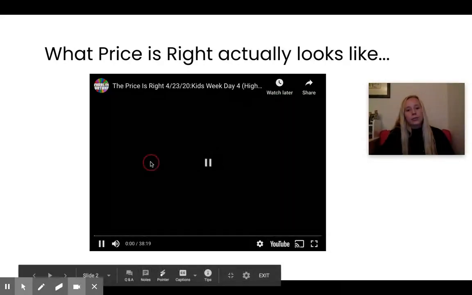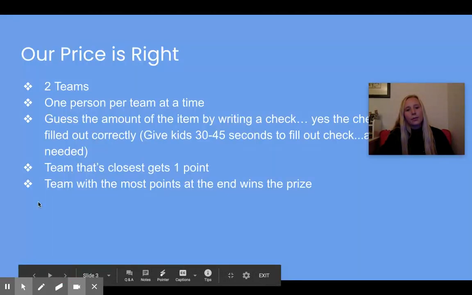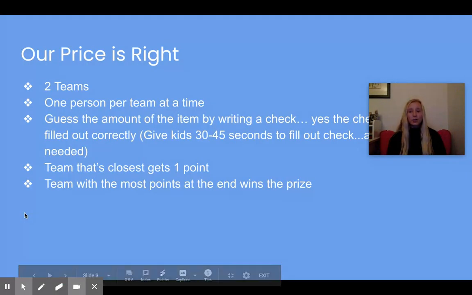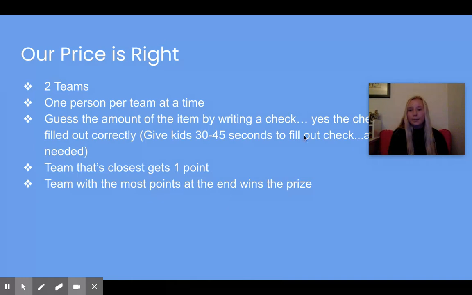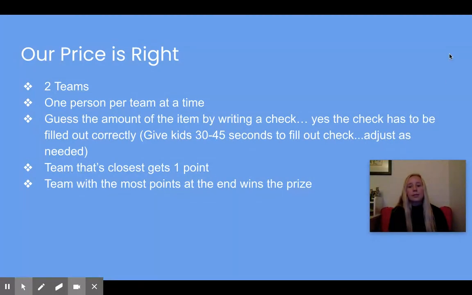I don't want to watch this video. What I'm going to do is show you a specific item, and there's going to be 2 teams. Teachers, to make this easy, you can just split the room in half, and those are your teams. You'll pick one person from each team to be your guesser for each round. An item will be shown on the board, and then those 2 people have to guess how much that item is. They're going to signify that by filling out the blank check.